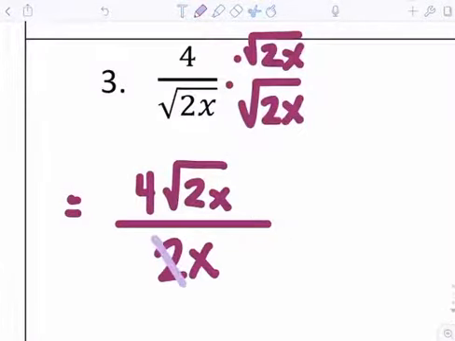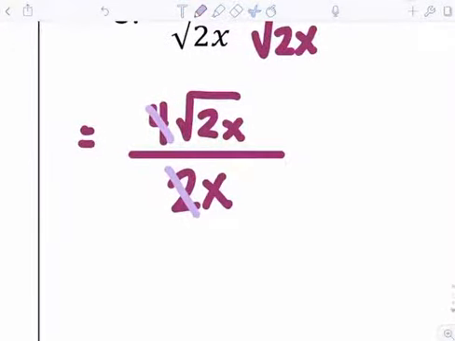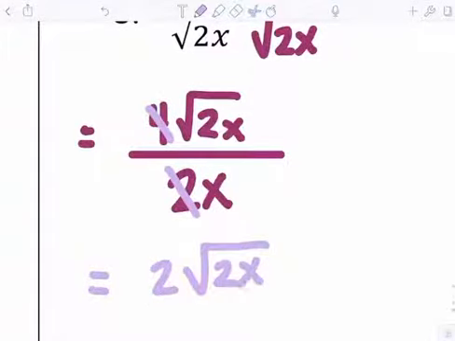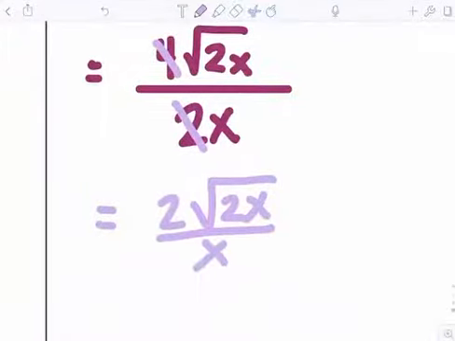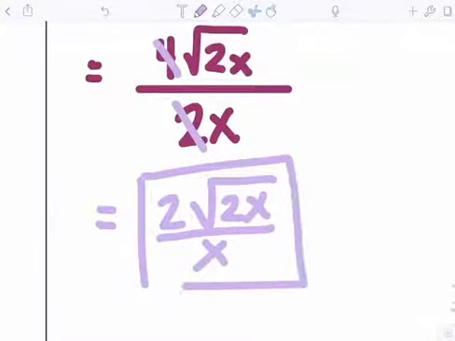So the 2 will simplify with the 4, and my final answer would be 2 square root 2x over x. Do not cross out those x's because one x is in the radical, one is not, so you cannot touch them. Insides with insides, outsides with outsides.